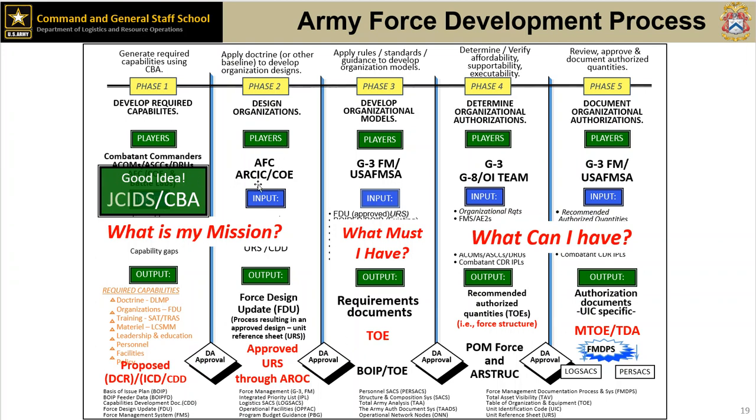Then Futures Command, ARCIC, and the COEs, those proponents are designing the organizations in their branches. Then the FDU process proposes those packages, which, when approved, then get fleshed out into organizational models and TO&Es, documented at USAFMSA. That's the requirements document, the TO&E.